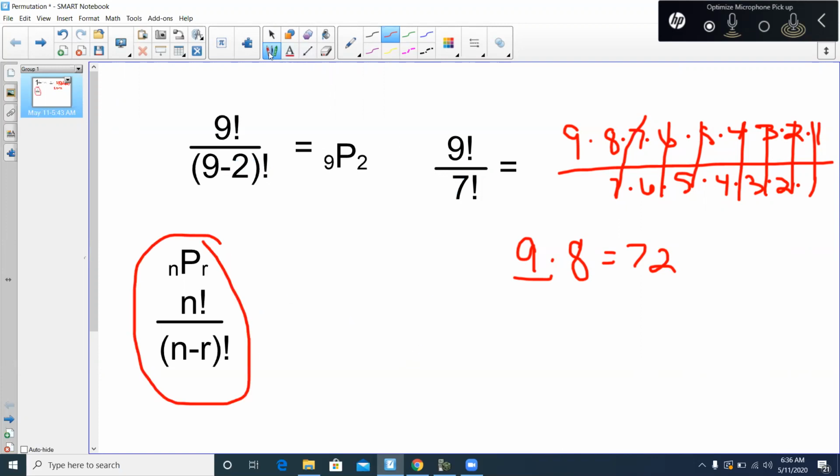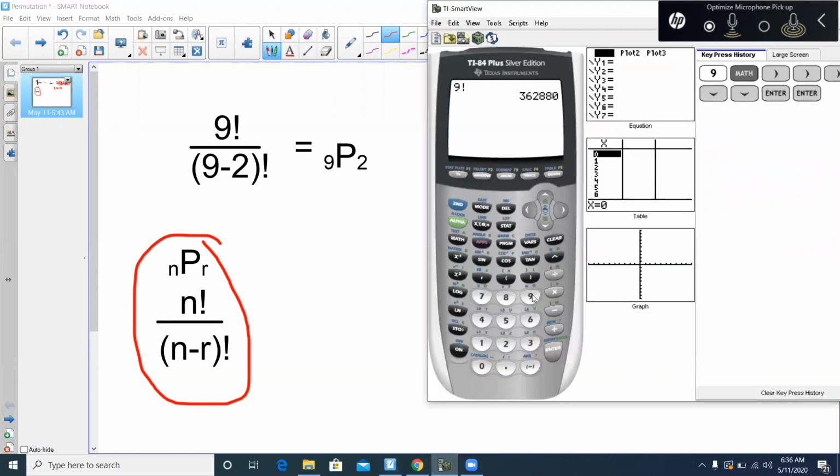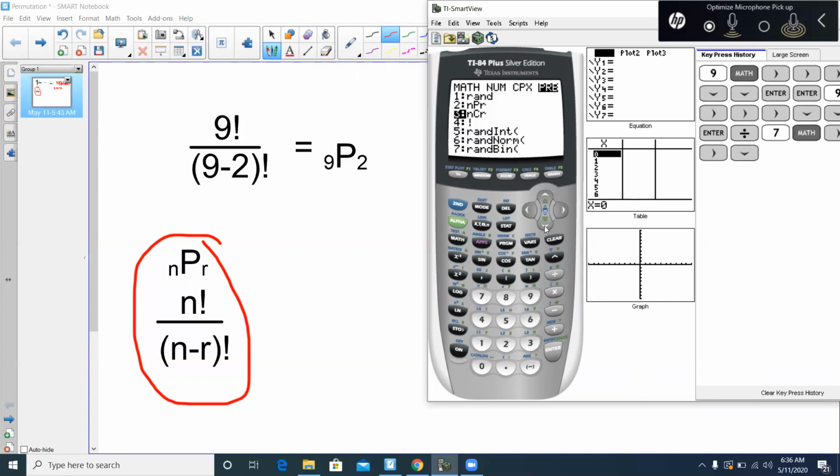So the question is, how do I put that in my calculator? If I go back here, you could type in 9, go to math, go down here to factorial, divided by 7 factorial, and check it out, we get 72.